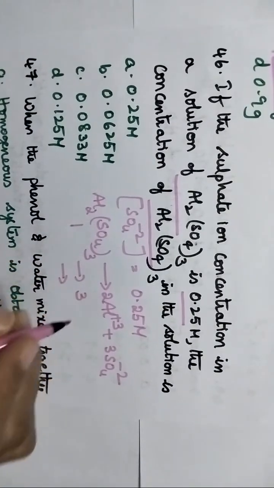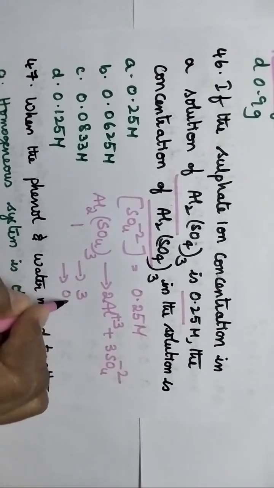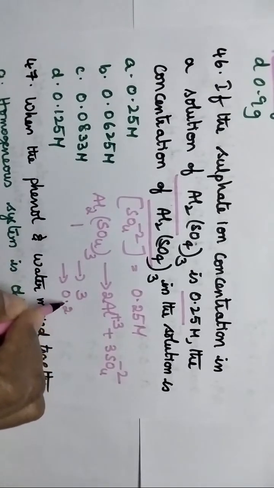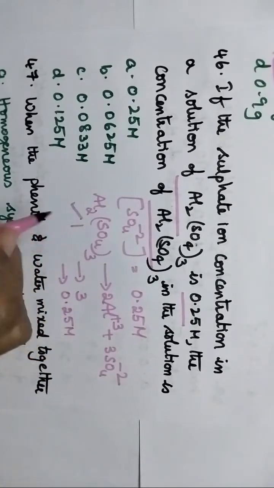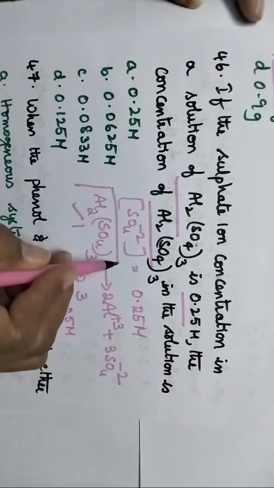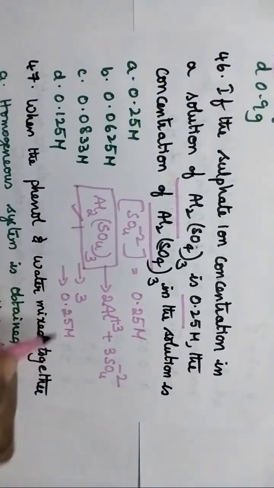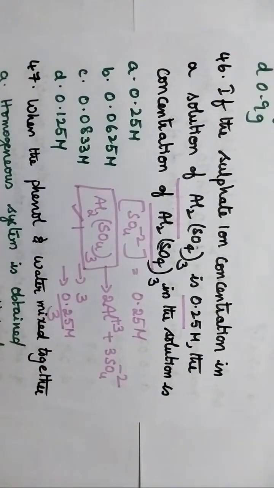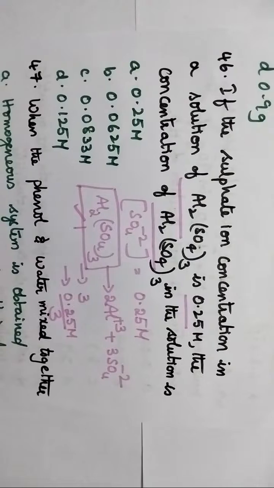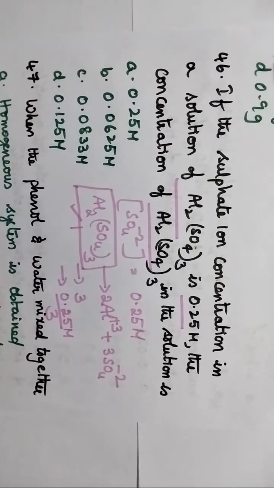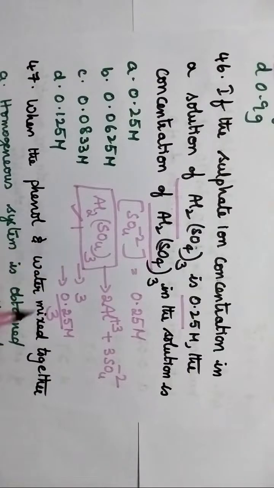Here the concentration of sulfate is given, that is 0.25 molar, and we are supposed to calculate the concentration of aluminum sulfate. What we are supposed to do? You just divide with 3. What is the right answer? Is the logic clear?